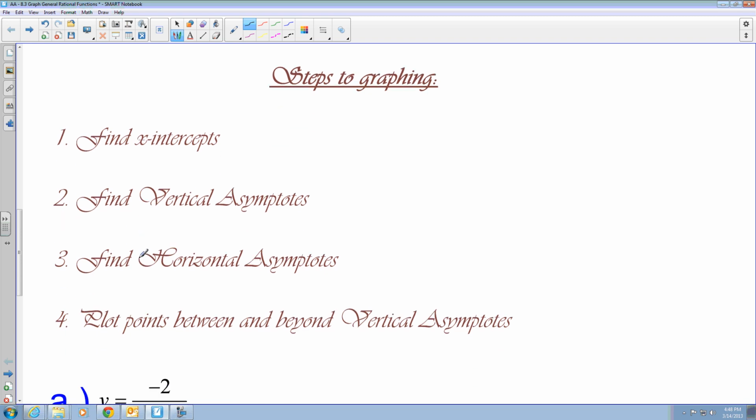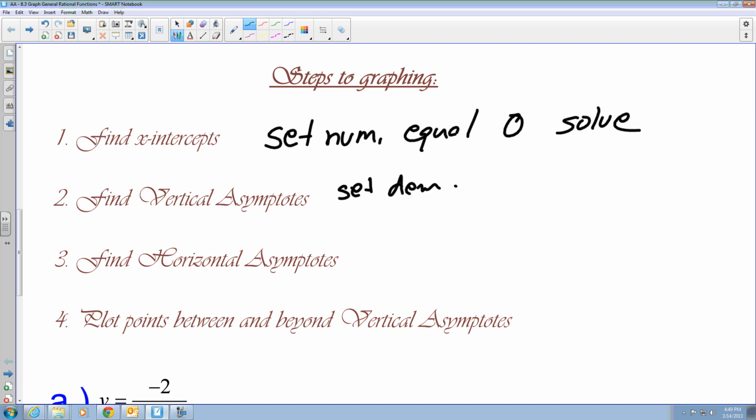First thing we have to do is find the x-intercepts. Basically we're going to set our numerator equal to 0 and then solve. Sometimes we'll have x-intercepts, sometimes we won't. It's dictated by setting the numerator equal to 0. To find the vertical asymptotes, we must set the denominator equal to 0 and then solve. Again, sometimes we can do it, sometimes we can't, but it's dictated by setting the denominator equal to 0.